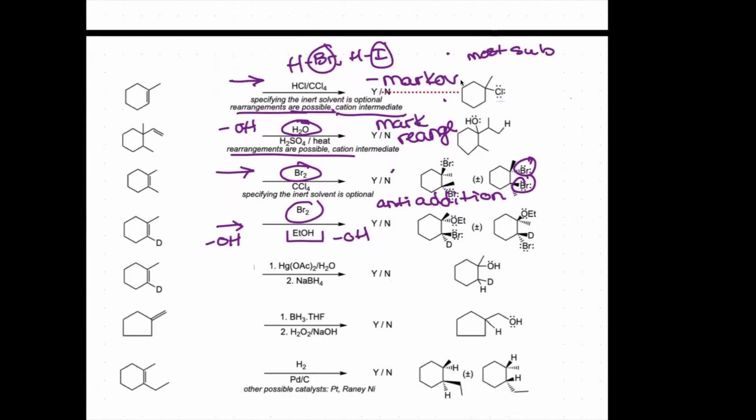This anti-addition, Br2 in CCl4, anti-addition of your halogens. With your alcohol, anti-addition with the halogen, but with the alcohol as well, whatever that is. It's going to be OEt because you have this ethanol, right? Okay, cool. And this hydrogen is used to whatever, you get it.